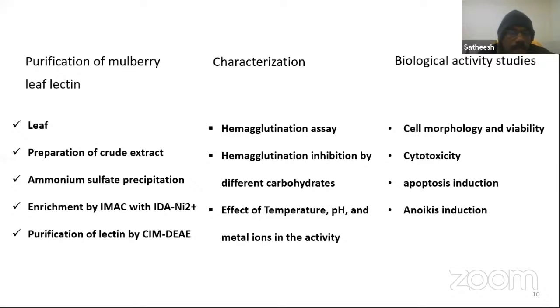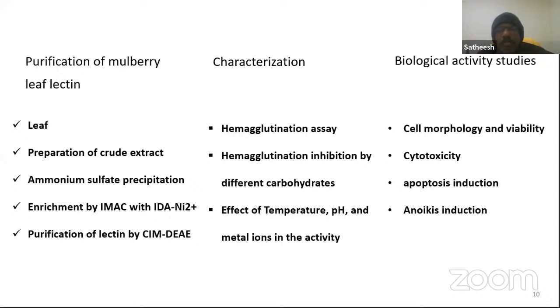So we have done the hemagglutination inhibition assay for different carbohydrates, and as it is a protein, we can check the effect of temperature, pH, and metal ions on the activity of the lectin. Lectin has a very wide activity profile, so it is controlled by temperature, pH, and metal ions.